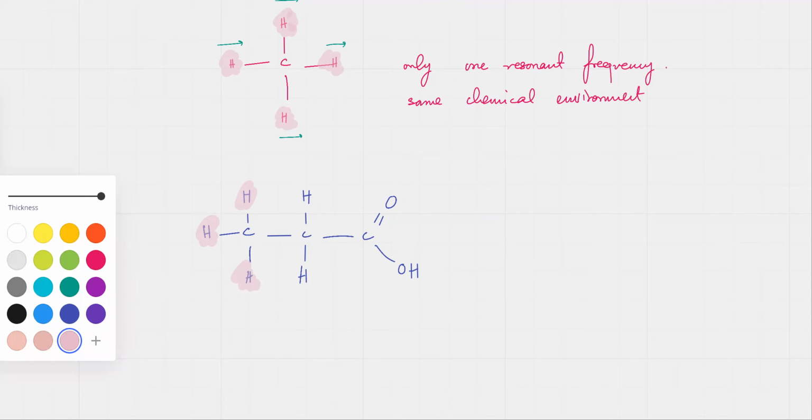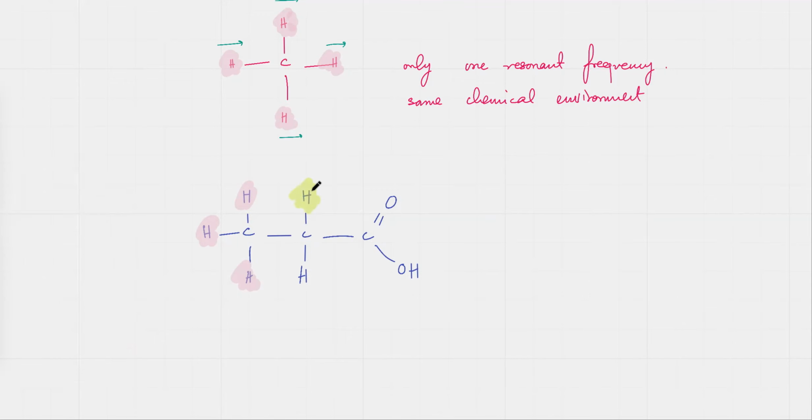I'm going to color them with some other color. So these hydrogens over here and these hydrogens over here would be very, very slightly different. Is this point clear? Yes. Amna, is this clear? Adam, is this clear?